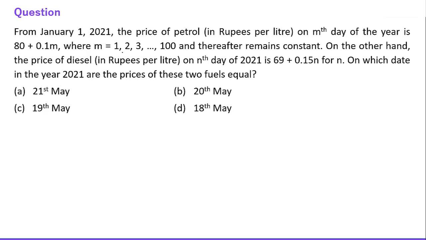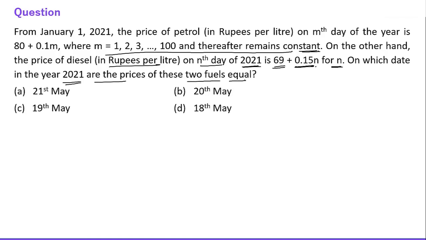Next question is saying, from January 1, 2021, the price of petrol in rupees per liter on the mth day of the year is 80 plus 0.1 m, where m equals 1, 2, 3, 4 up to 100 and thereafter remains constant. Okay, fine. So after 100 days, the price of petrol remains constant. This is very important information. On the other hand, the price of diesel in rupees per liter on the nth day of 2021 is 69 plus 0.15 n.